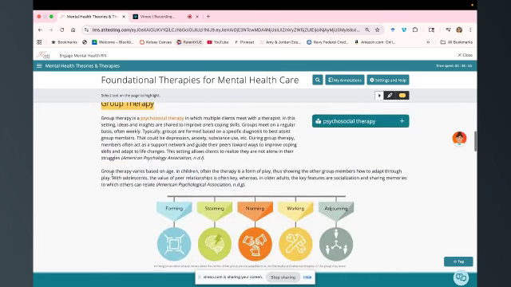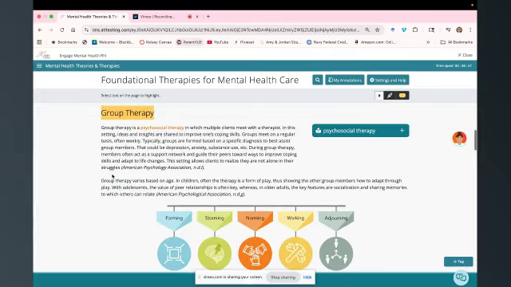When we talk about group therapy, group therapy is awesome because it's when multiple clients meet with a therapist, and typically the groups are based on one specific diagnosis. So depression could be the one specific thing, anxiety, substance use, grief, PTSD, like a veterans group or something like that.